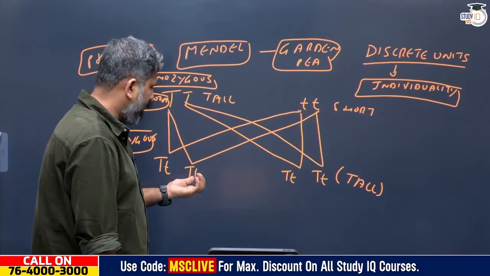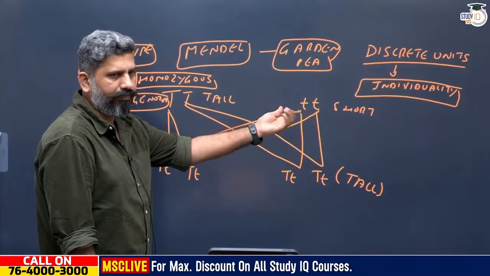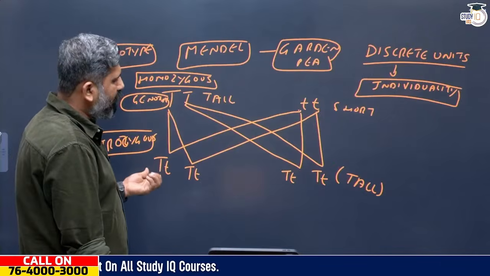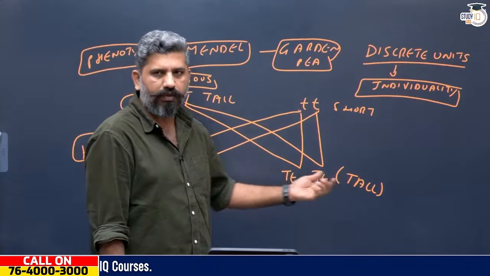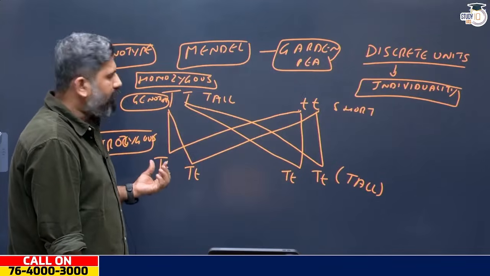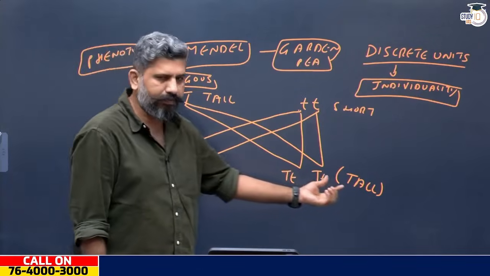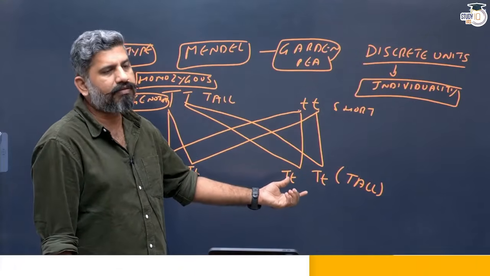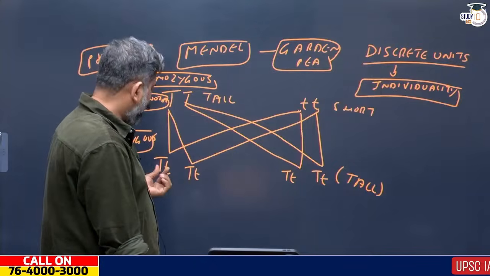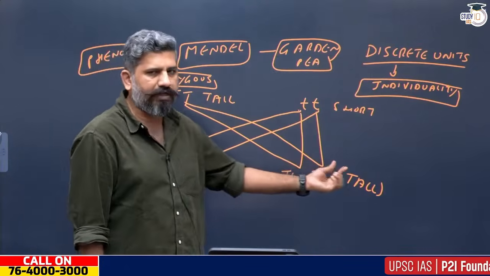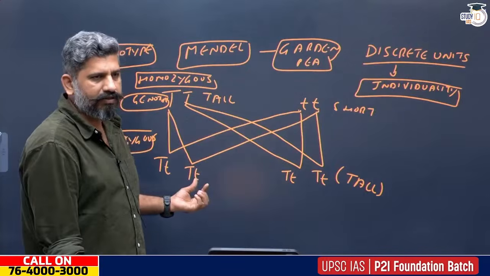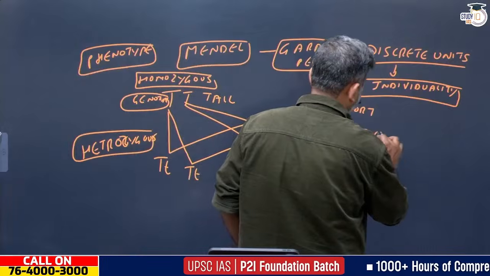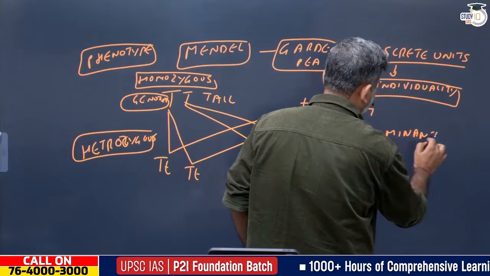Heterozygous meaning they have one unit which is related to what? Short. And in this heterozygous combination, the unit which is able to express itself in the phenotype is basically called as what? It is called as the unit which is able to express itself in the phenotype in heterozygous condition. What? It will be called as a dominant allele. It will be called as what? A dominant allele.